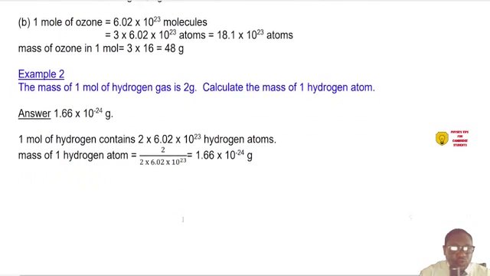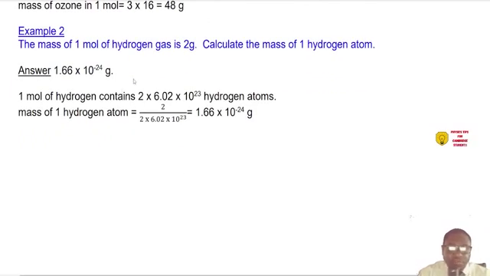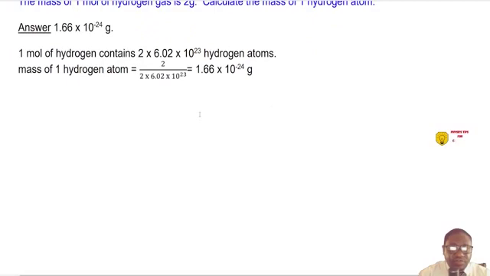Example number 2. The mass of 1 mole of hydrogen gas is 2 grams. Calculate the mass of 1 hydrogen atom. Right, so 1 mole of hydrogen contains 2 times this number. Remember, hydrogen again exists as a diatomic molecule, so that's going to give you 2 times that, which gives 12.02 times 10 to the power of 23. Now, to get the mass of 1 hydrogen atom, we are going to divide the 2 by 2 times that, which is going to give you 1.66 times 10 to the power of minus 24 grams.